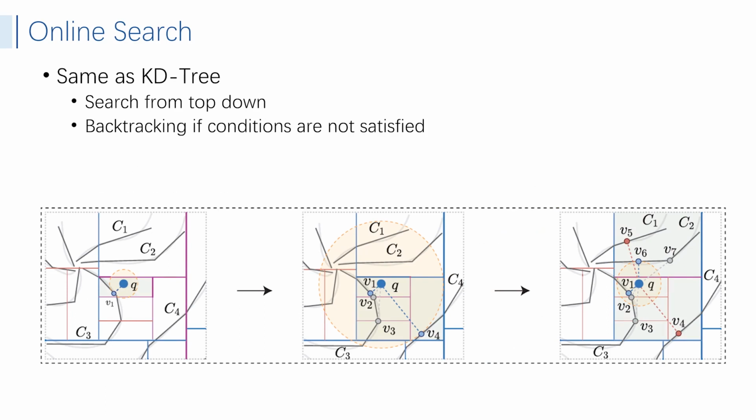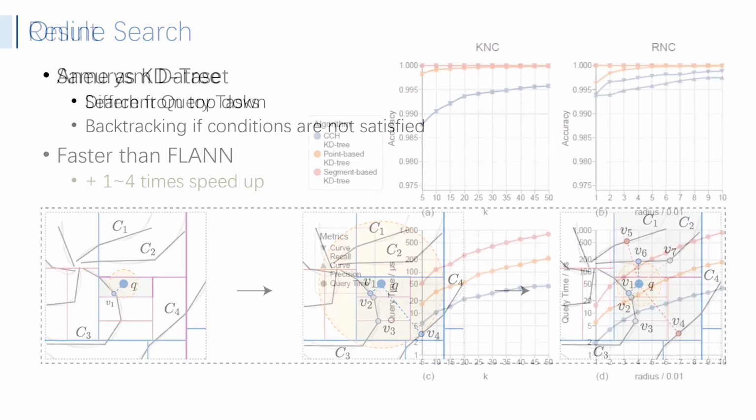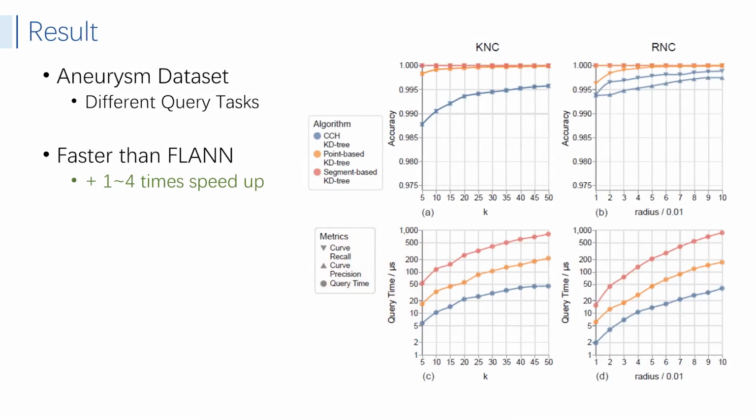Once we have built our KD-tree, it is time for query. The query process is the same as a traditional KD-tree, except that we have to filter out segments from the same curves with a hash map. For results, we first test our CCH KD-tree on aneurysm datasets with different query problems. The results show that our CCH KD-tree is 1 to 4 times faster than Flame.